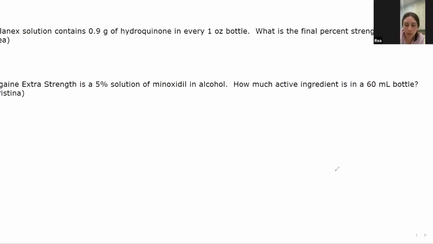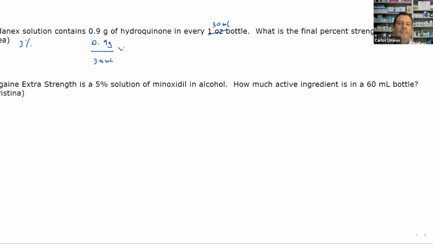I think mine is 3%. 3%? Okay. Tell me what you did. So 1 ounce is equal to 30 milliliters. Good. So 0.9 over 30 milliliters times 100 equals 3%. Great. That's it.